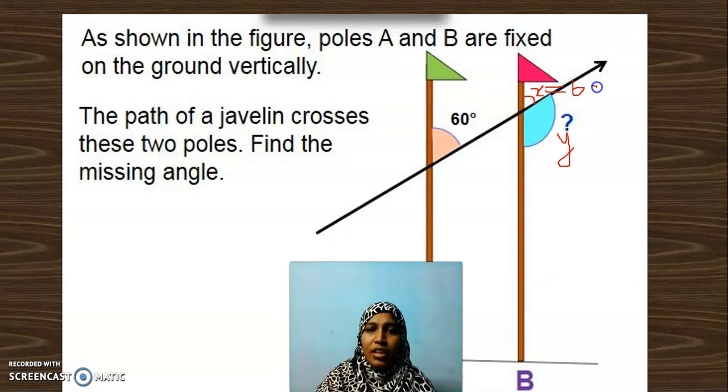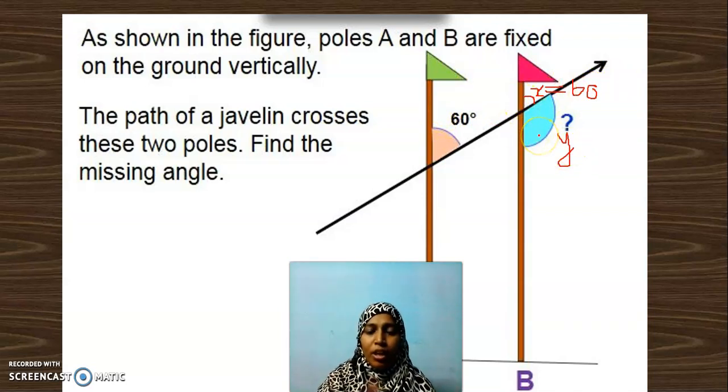Why is it 60 degrees? The poles are parallel and therefore corresponding angles are equal. They are corresponding. See here, both of them lie on the same side of the transversal. This line is the transversal and both are lying on the same side, one inside and one outside. So they are equal. Now it is easy to find the angle y.